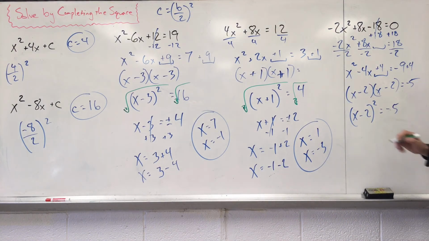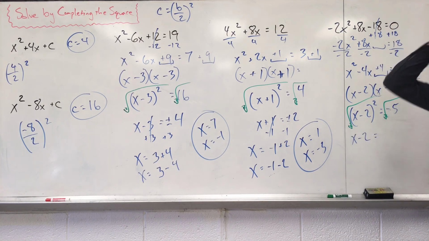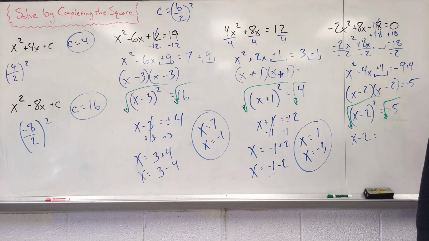In order to undo the exponent, square root. X minus 2, good, equals, we've got a problem. What two numbers multiplied together give us a negative 5? There's nothing. Whenever you have a negative underneath that square root, we can't do it. Not possible.